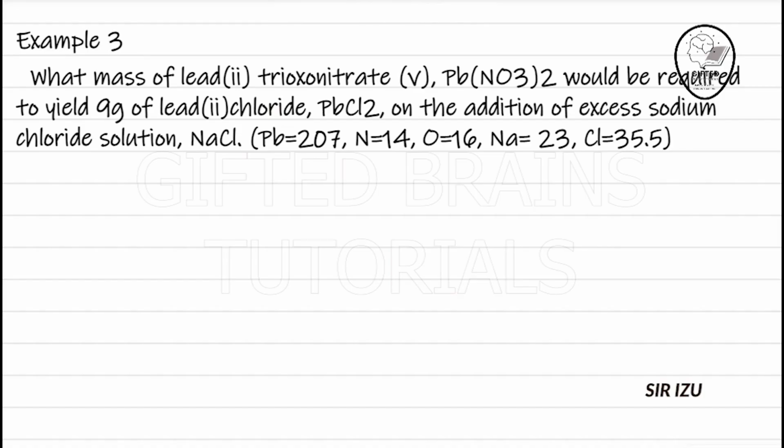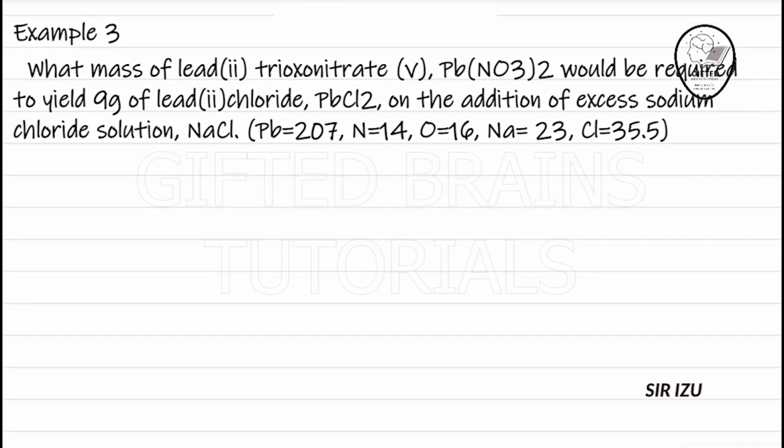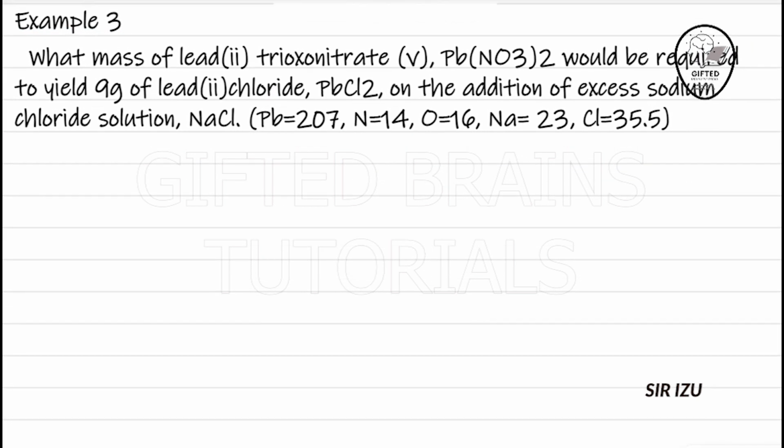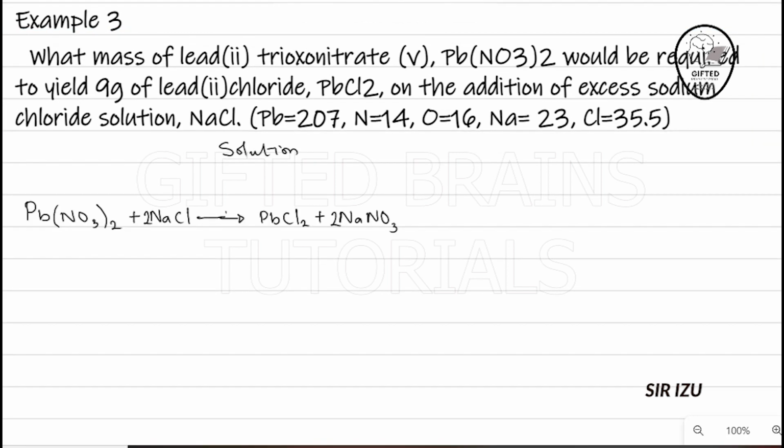We've done example 1 and example 2 in part 1. We are looking at example 3 now. The question is, what mass of lead(II) nitrate will be required to yield 9 grams of lead(II) chloride on the addition of excess sodium chloride solution? As usual, the first thing to write out is the chemical equation. This is the chemical equation.